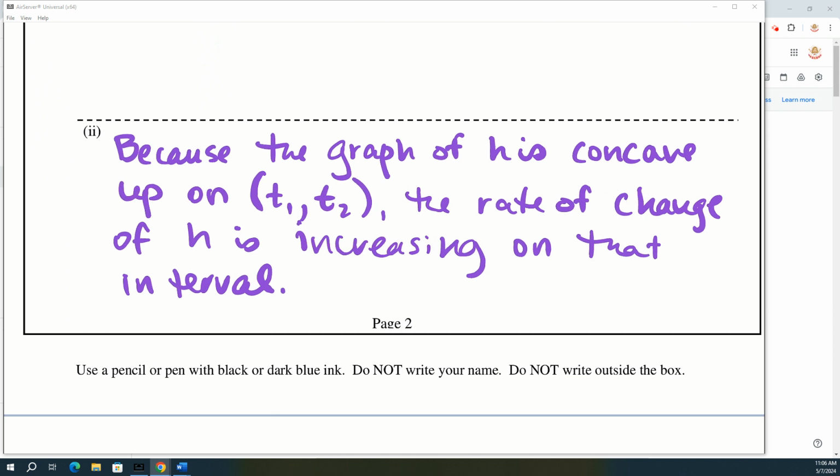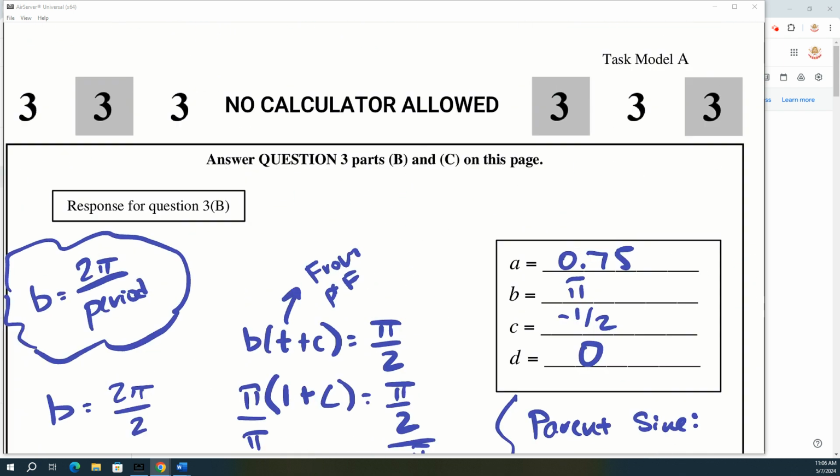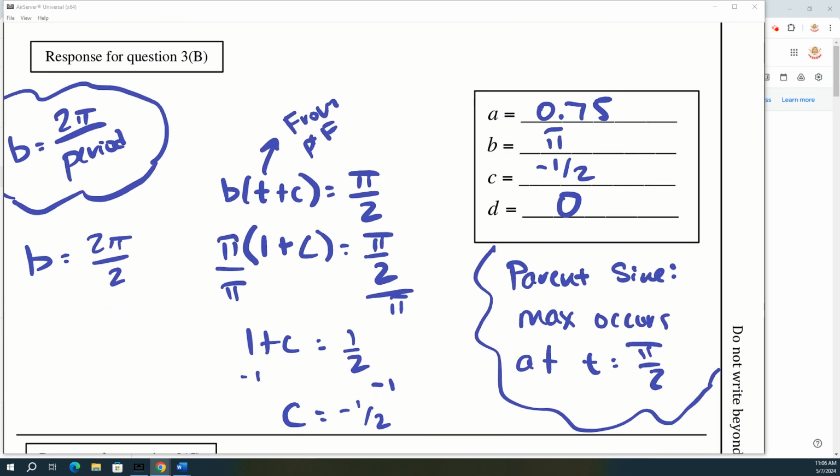Yes, ma'am. To find C, you said equal to 0. Okay, so we're going to do that on the next one, actually. Let's go to the green one.